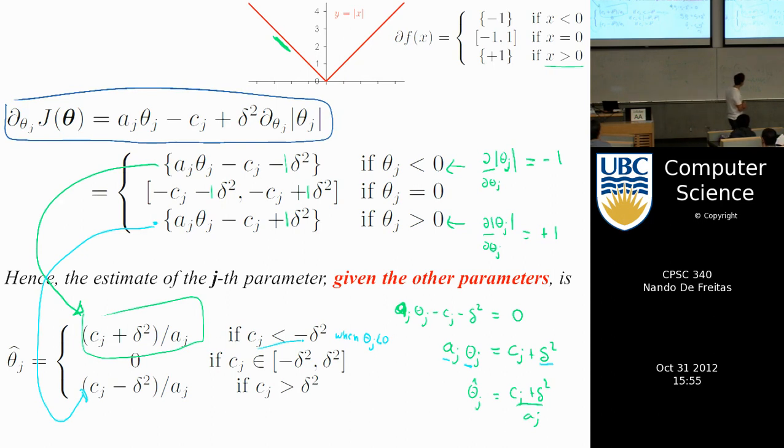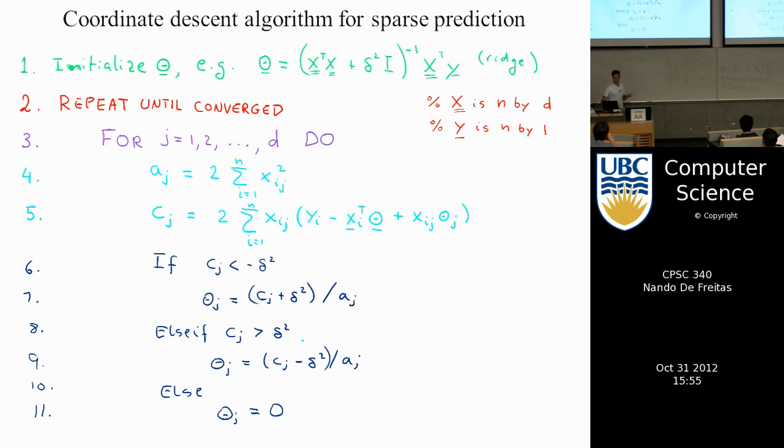And as you can see, there is one situation in which the theta will be precisely zero. Whenever that term c, which is the difference between y and the prediction for all the other variables except the j-th variable, times the input, whenever that term c is between minus delta and delta, that particular theta will be zero. But now, this is the answer for just one theta j. But then I need to compute this answer for all thetas, for all j. And that's what the algorithm will do.